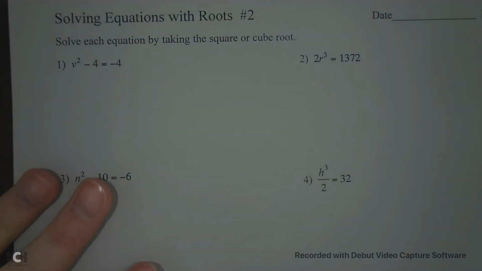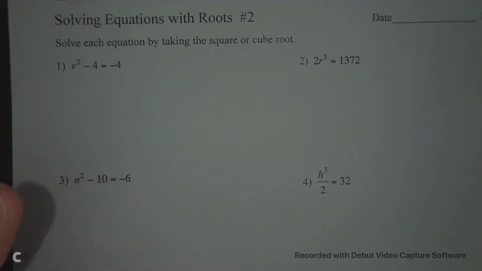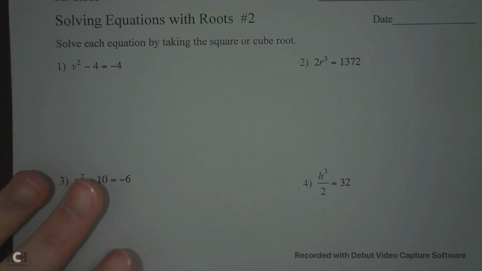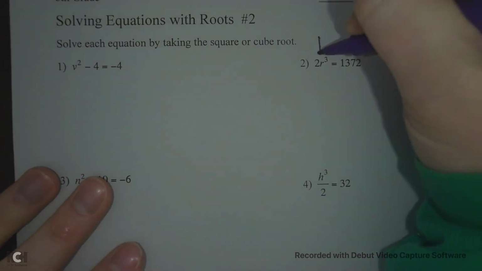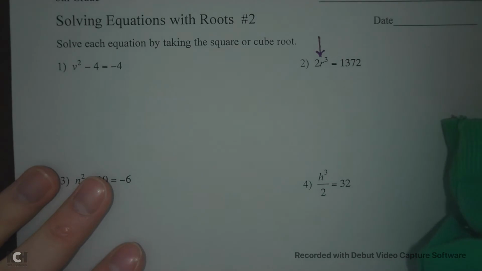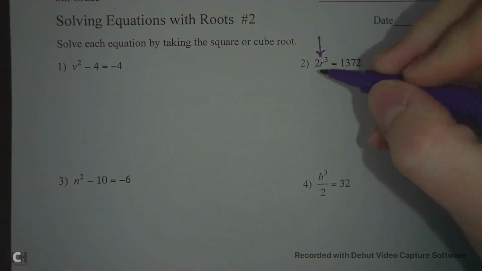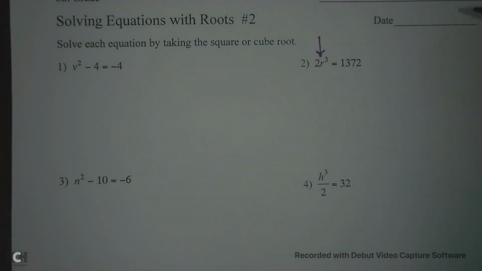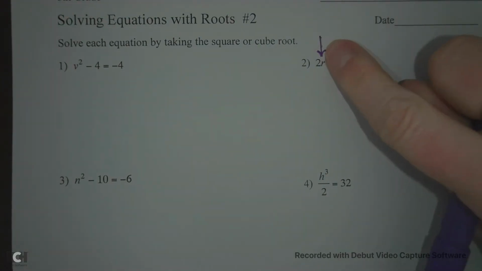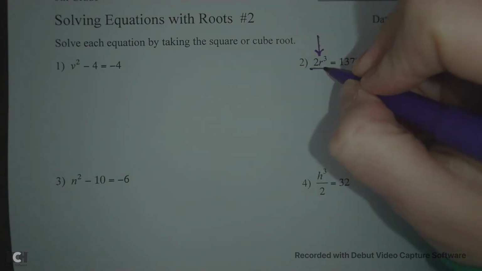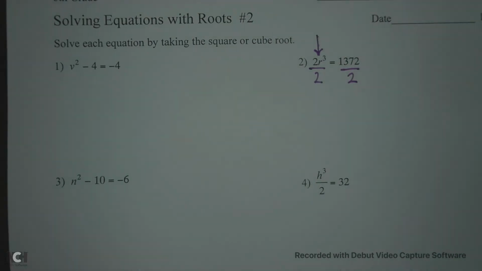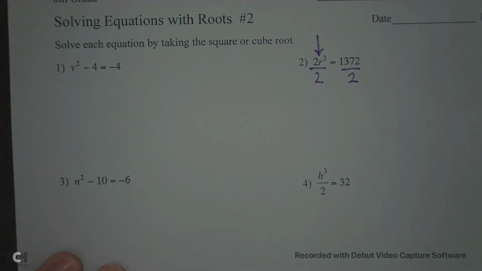Okay, so today we're going to be solving equations with roots, and we did a little bit of this yesterday, but today we have a little bit more to do. So we're trying to isolate the variable that has the exponent on it, and then we're going to solve. So for this, the 2 is getting multiplied by r, so if this was just a regular r, what we would do first is the opposite, so we would divide each side by 2. That's the same thing that you're going to do here.